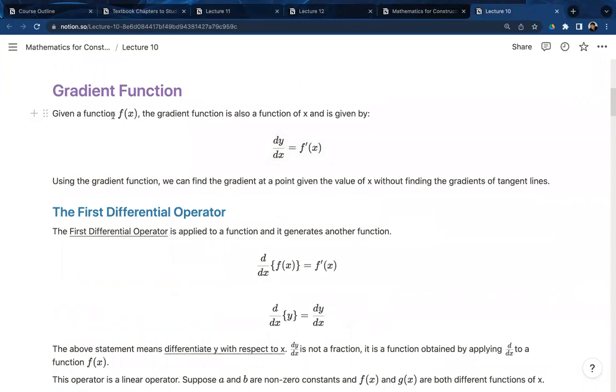Given our original function f of x, there are some steps to follow and we could find a gradient function. That way we could find the gradient of a curve at a point without drawing tangents. We just find the gradient function and plug in the x value and we know the value of the gradient at that point on the curve. So given the original function, what is the gradient function? That's essentially what differentiation is. Integration is the reverse, right?